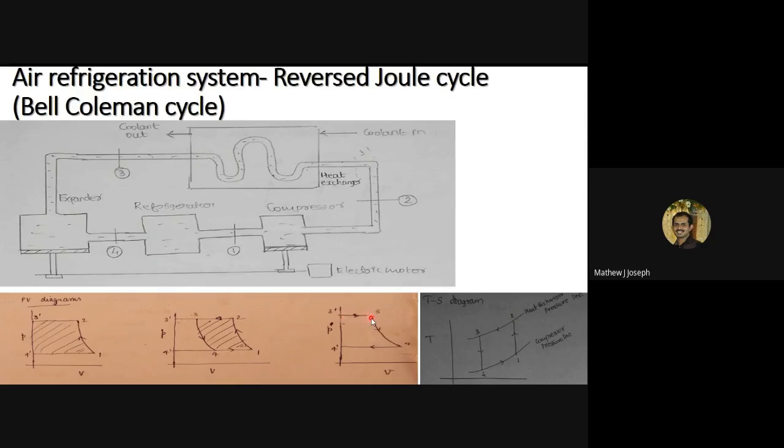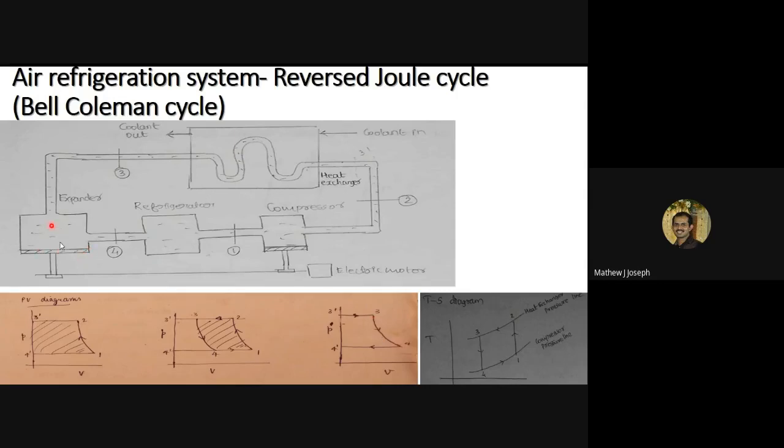Then immediately after entering the expander cylinder, just like our compressor cylinder, the power stroke or the working stroke of the expander will be happening. That is, the expansion process will be happening. The expansion process is assumed as an isentropic expansion process. So it is represented as a curve in the PV diagram, 3 to 4. So it is an expansion process.